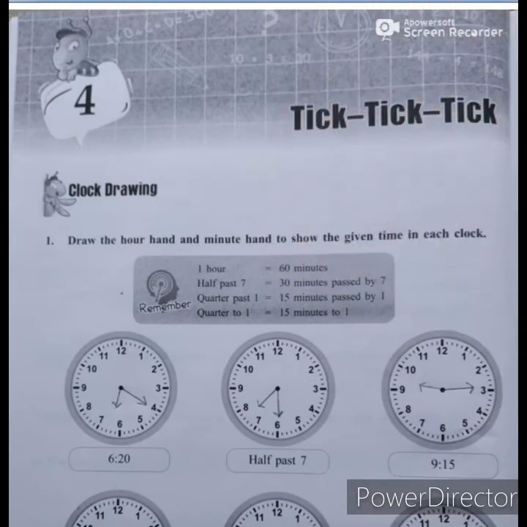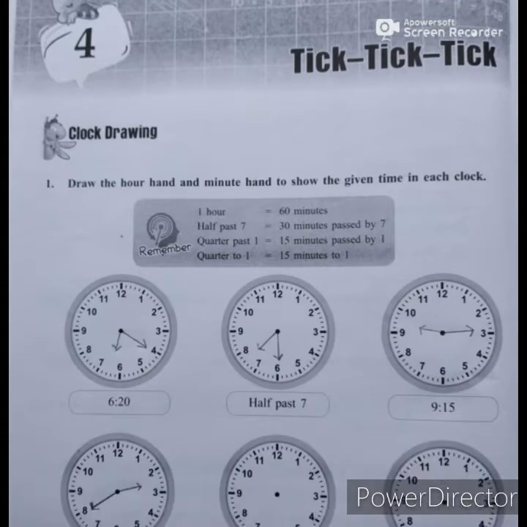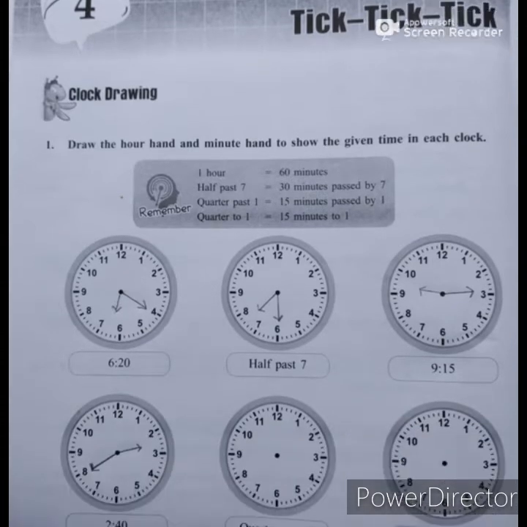Hello students, as we have completed our chapter from the textbook, today I will start to explain our workbook. The first page starting from page number 30. So today I will explain some of the questions and remaining questions you have to do as homework. Some examples I will show here.